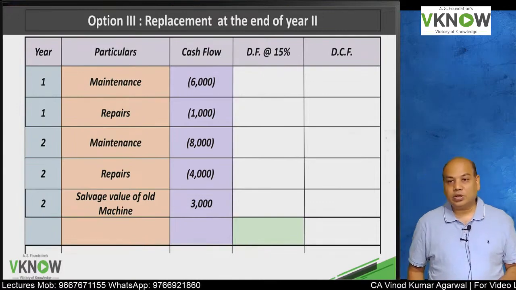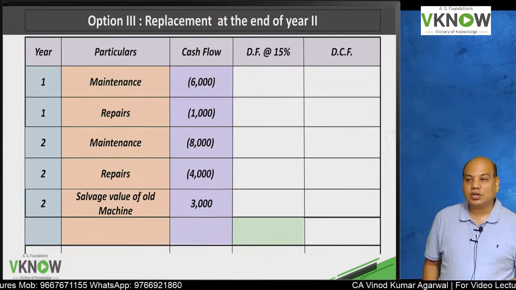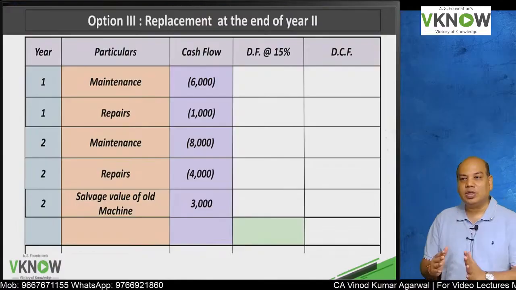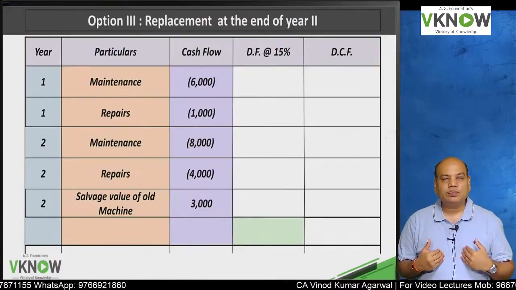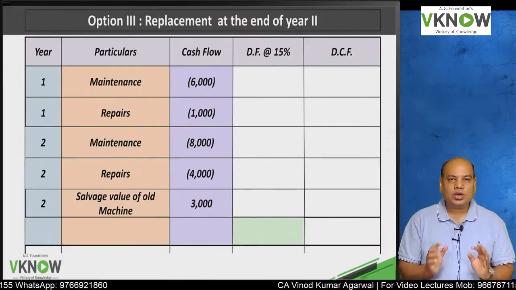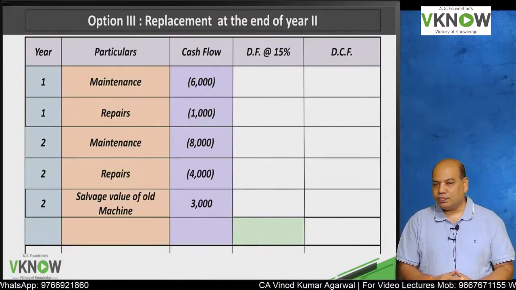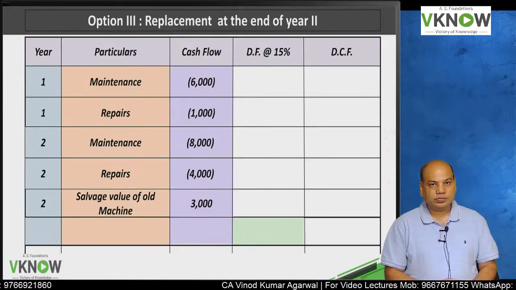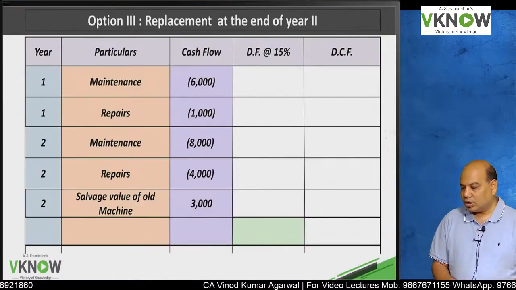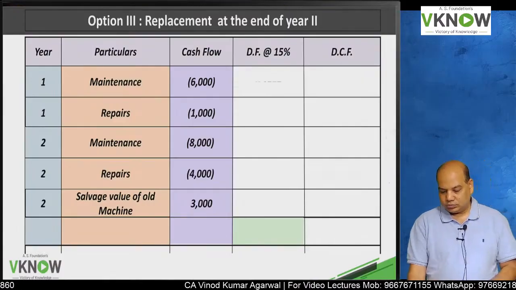Now your question would be, why we have not written 16,000? 16,000 will be incurred from third year onwards. First 2 years we are going to use the old asset. Okay. Now compute the present value.